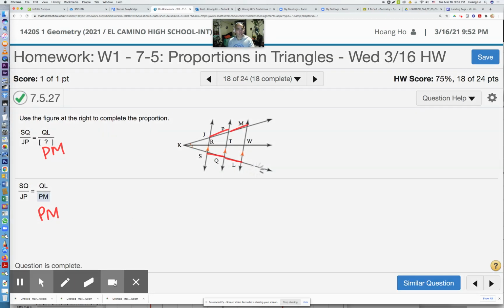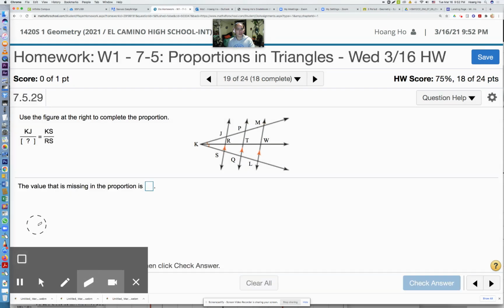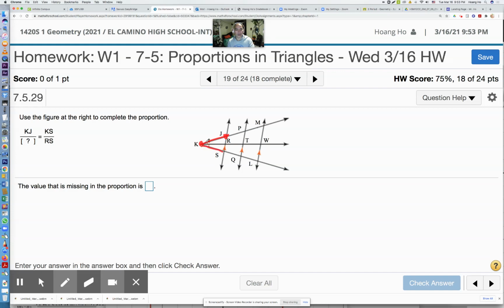The last two questions can be done really, really fast. Okay, how about KJ? Oh, KJ. Okay, they switch sides. KJ over something equal KS. Oh, KS. Okay, so KJ, KF. So now RS. Where's RS? RS over here. Does it go with RJ? All right, RS goes with RJ.